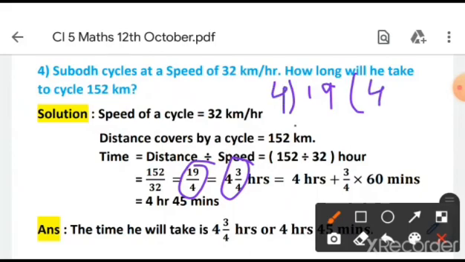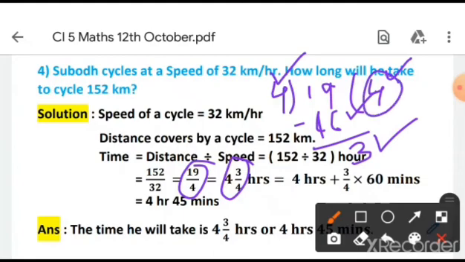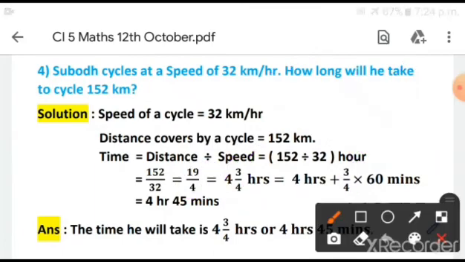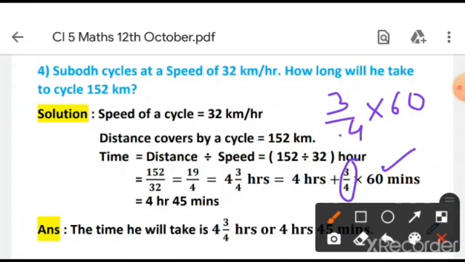You know 4 4s are 16. Then you get the remainder as 3. So now you write 4 4s are 16, then remainder 3. So you write 4 whole 3 by 4 hours. So you write 4 hours and this is the fractional portion, that is 3 by 4. Now this 3 by 4 hours means how many minutes? So hours into minutes means multiply by 60. So 3 by 4, when you multiply by 60, you can do the cancellation here. 4 into 15, that is 60.